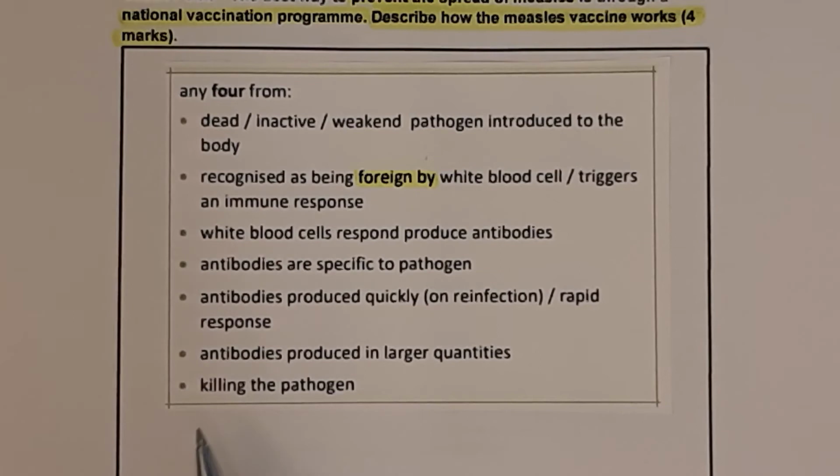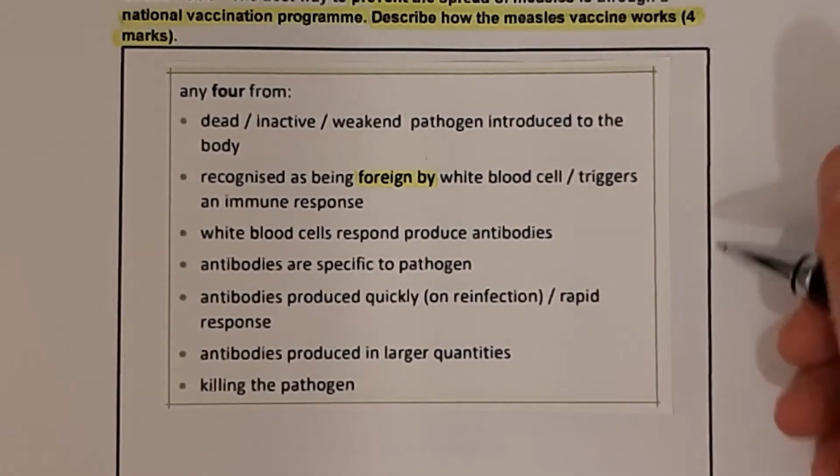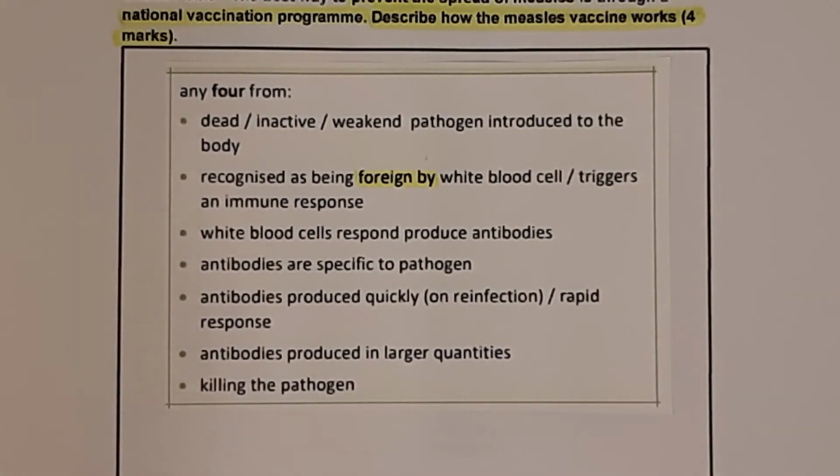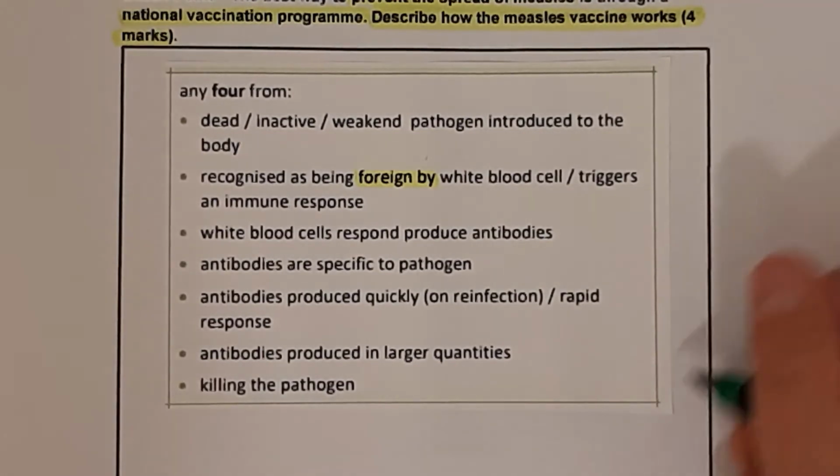And then another point, antibodies are produced in large quantities, so you make lots and lots of them rather than just a few, or slowly, so that's good. And then the idea is that they kill off the pathogen. So any of these points up to a mark of 4, please. So give yourself a mark out of 4 for that, please.